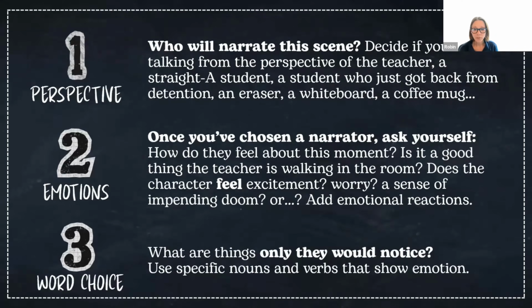And finally, what are things that only they would notice? Use specific nouns and verbs that show emotion. If they really like their teacher, they might notice that they have on really nice shoes or something. They'll notice things that they like. So try and figure out what they want to point out and use a verb that shows emotion. If you're the teacher and you saunter into the room, that's different than bolting into the room. So take a really good verb there.